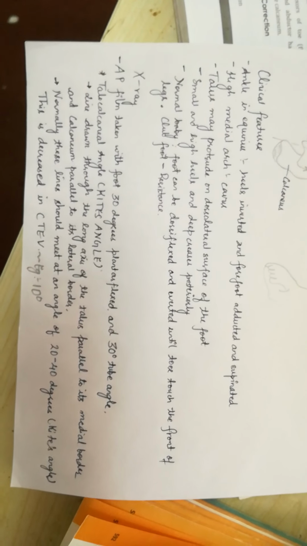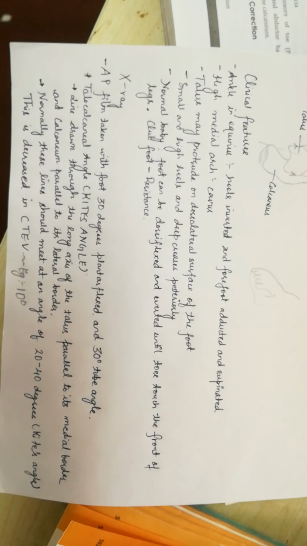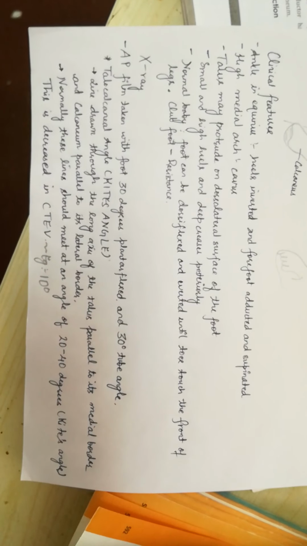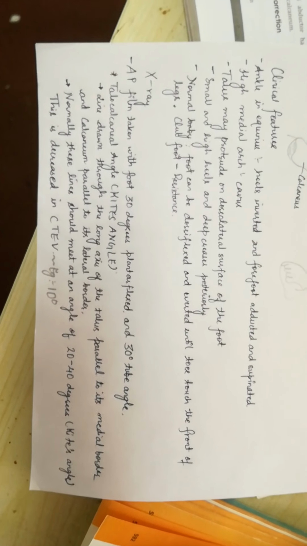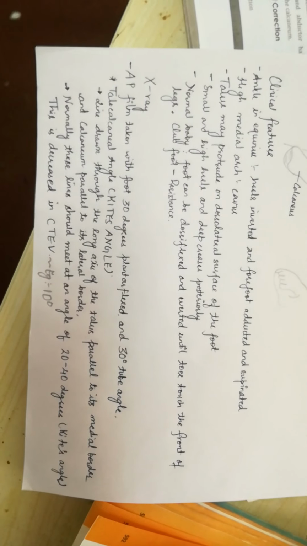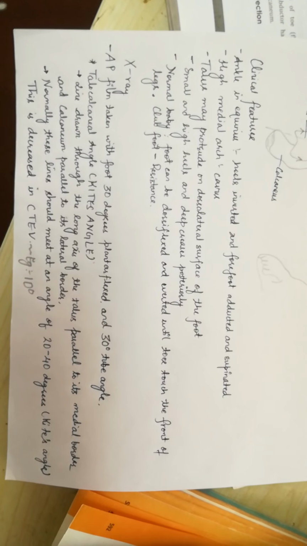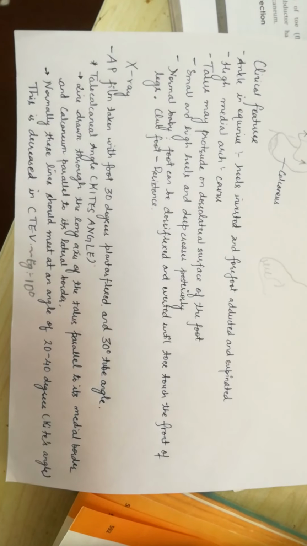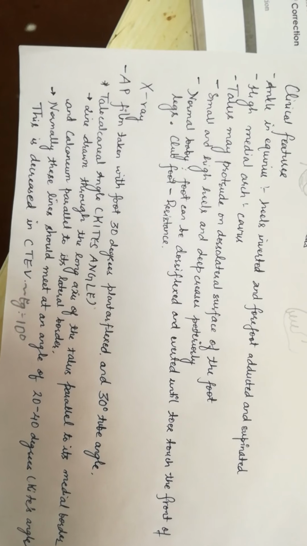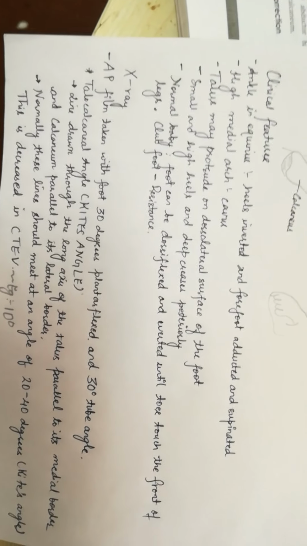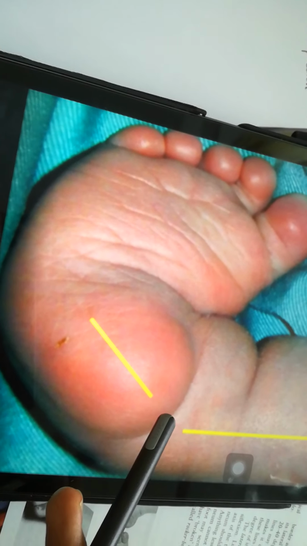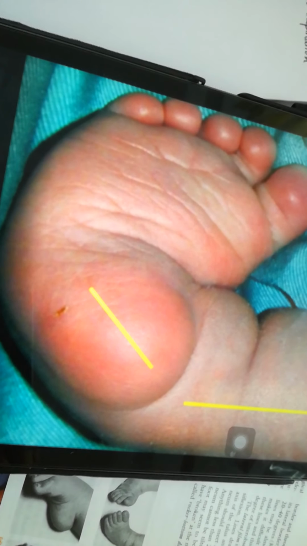The clinical features are the same. The ankle is in equinus, the heel is inverted, and the forefoot is adducted and supinated. The medial arch is high, which is known as cavus. The talus may protrude on the dorsolateral surface of the foot. So this is the talus protruding. The heel is small and deep creases can be seen posteriorly. So this is the deep crease in the heel posteriorly.